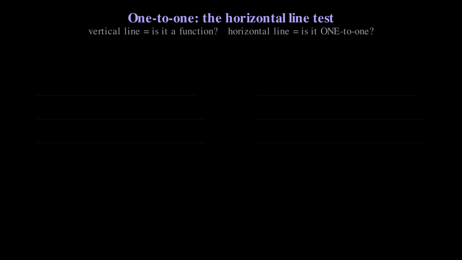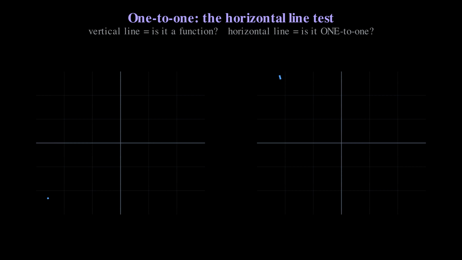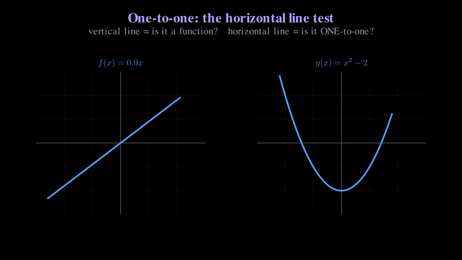One last idea, kept informal for SL. We've used the vertical line to ask, is this a function? Now use a horizontal line to ask a different question. Is it one-to-one? A one-to-one function never sends two different inputs to the same output. Look at the straight line on the left. Any horizontal line meets it just once, so every output comes from a single input.